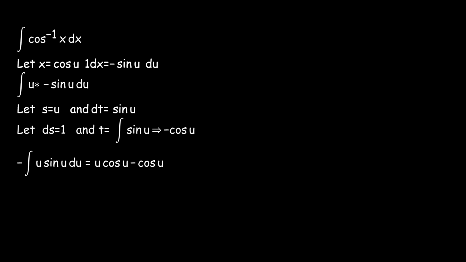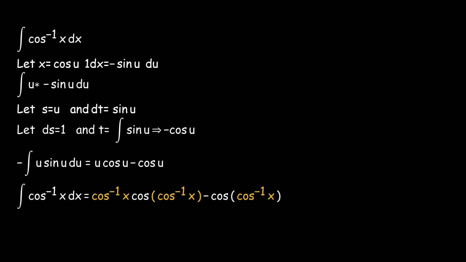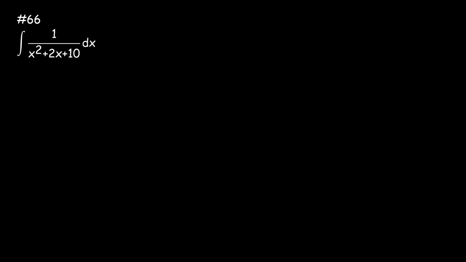Now we replace back the value of u, right? Which is cos inverse of x times cos of cos inverse of x minus cos of cos inverse of x. But remember, cos of cos inverse of x is just x. So this will give us x cos inverse of x minus x plus c. There you go. Question number 66.